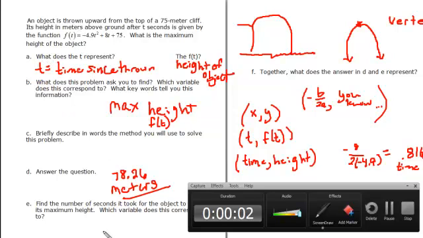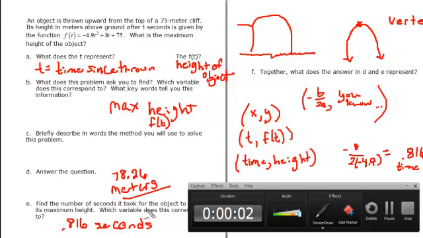Now, the second question is find the number of seconds it took for the object to reach its maximum height. Well, that's the x value, right? Time, seconds, x, t, time, seconds, all that is the same. And we're looking for the time it reached the maximum height, which is right here. So the time that it took to get here, we have already found, was 0.816. So we had to find that first, and you're going to label it.